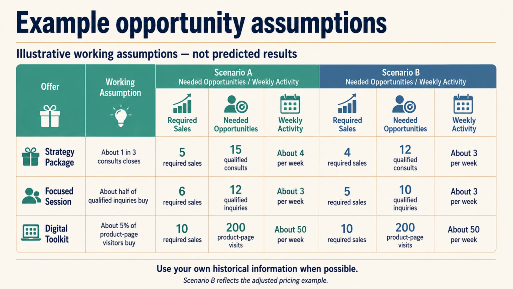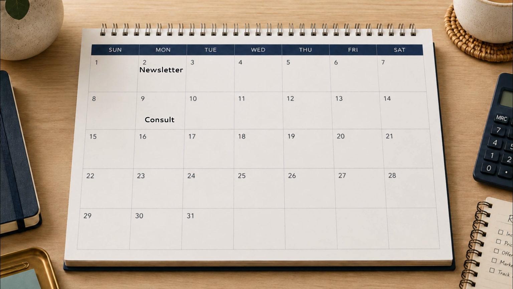For the digital toolkit, suppose approximately 5% of the people who reach the product page make a purchase. 10 sales would then require approximately 200 relevant product page visits during the month, or about 50 per week. Again, those are not promises. They are working assumptions that give the business something measurable to examine. Now the sales plan can become more specific.